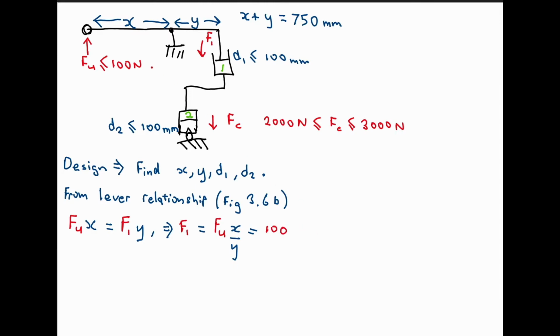So let's just assume that we want to exert 100 Newton of force at the input. So I'm just replacing Fu equals 100. So then F1 is equal to 100X over Y. This is the first equation that we know. We also know that X plus Y cannot be more than 750 millimeter. That could be some restriction in the size of the lever. So that's the second equation.